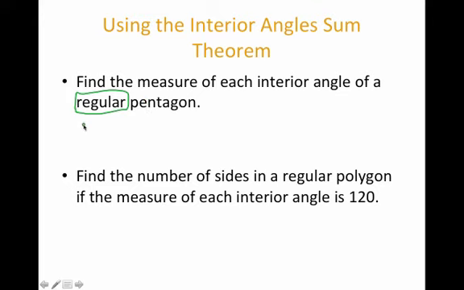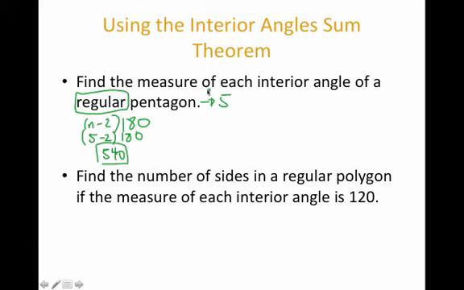So first I need to find out what the sum of all of the angles in a pentagon is. Well, a pentagon has 5 sides, so I plug in 5 for n. So I have 5 minus 2, which is 3. 3 times 180 is 540. So all the angles in the pentagon add up to be 540.